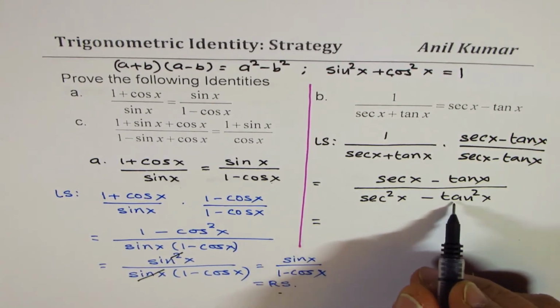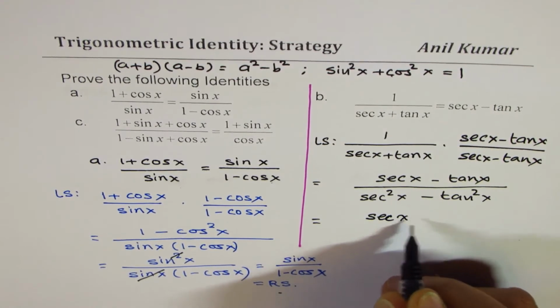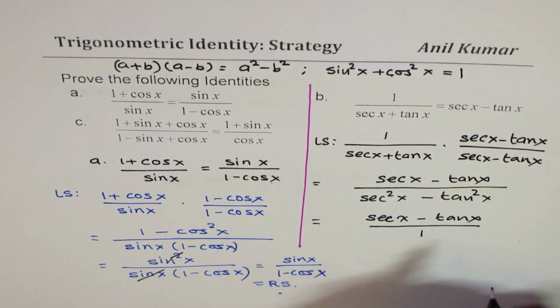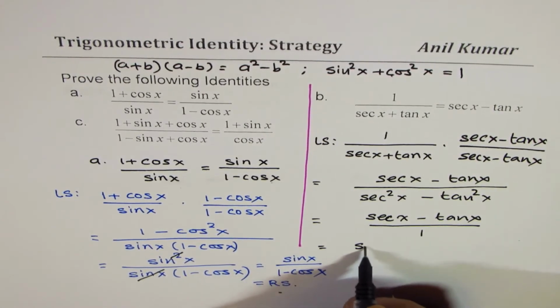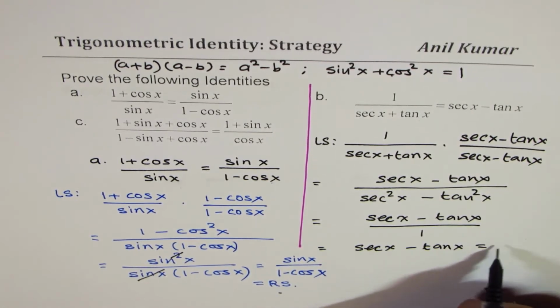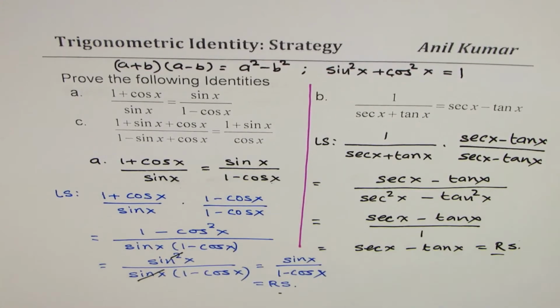Secant square x minus tan square x is 1, right? So what do we get? We get secant x minus tan x over 1, which is definitely equal to secant x minus tan x. And that is what we need. So left side is same as right hand side, correct?